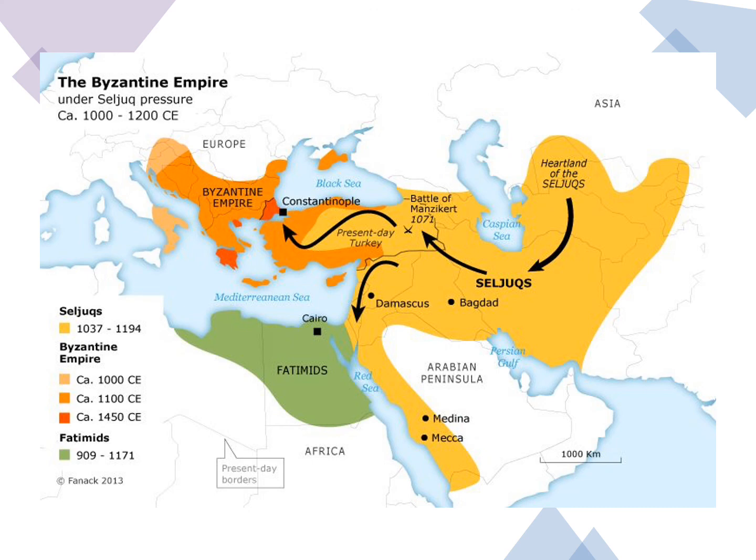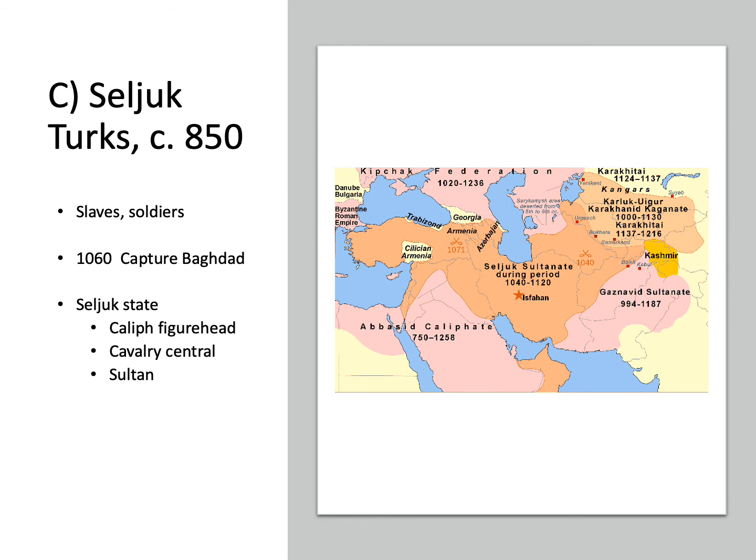So the next group to sort of move into this area are these Seljuk Turks. And initially they're sort of brought in by the Abbasid caliphs to staff their army, but increasingly they infiltrate the army, they rise through the ranks, many of them convert to Islam and start to occupy real positions of power. And so they establish sort of independent control. So by 850, you can see they've sort of broken off in the north here and have established this sultanate of their own. So initially, these are slaves and soldiers who rise through the ranks.